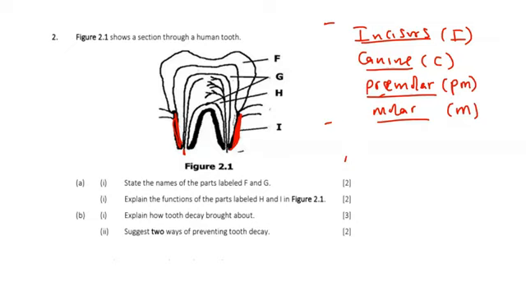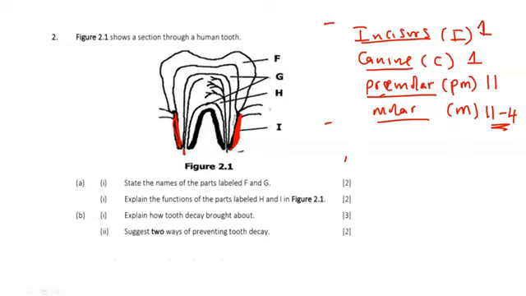Now in terms of roots, let me start with canines. They have one root. These have one root, but these have two roots. But for these, they have 2 to 4 roots. So very important to understand.